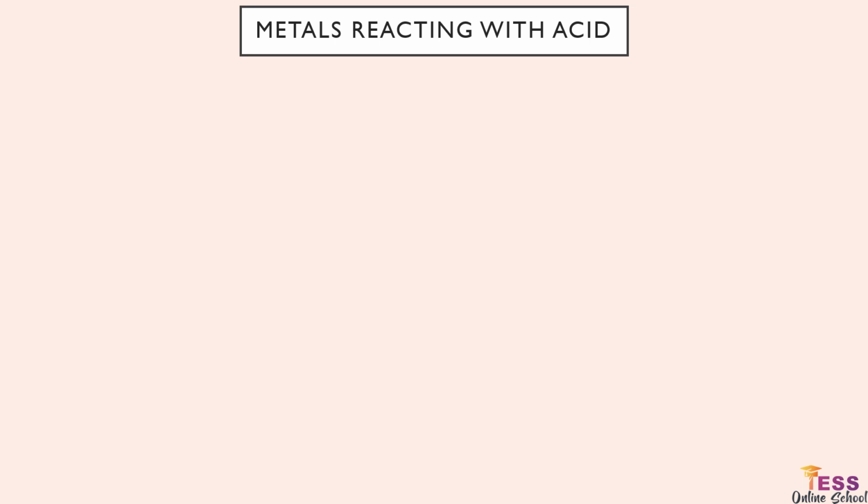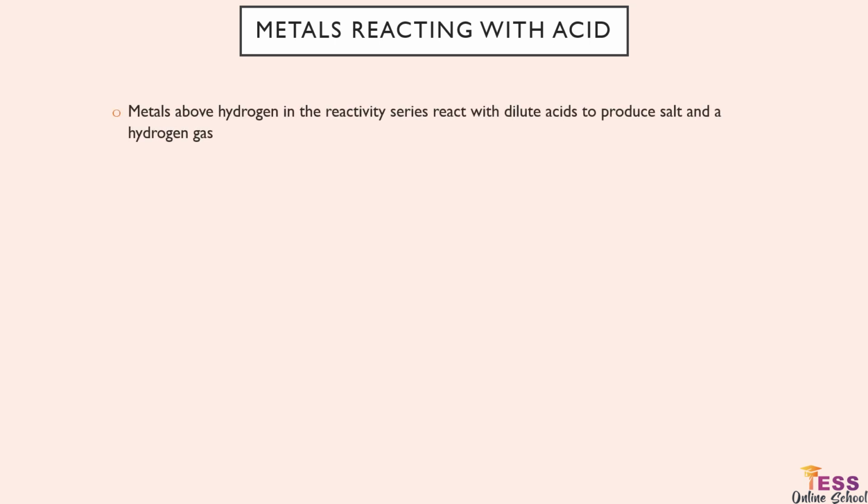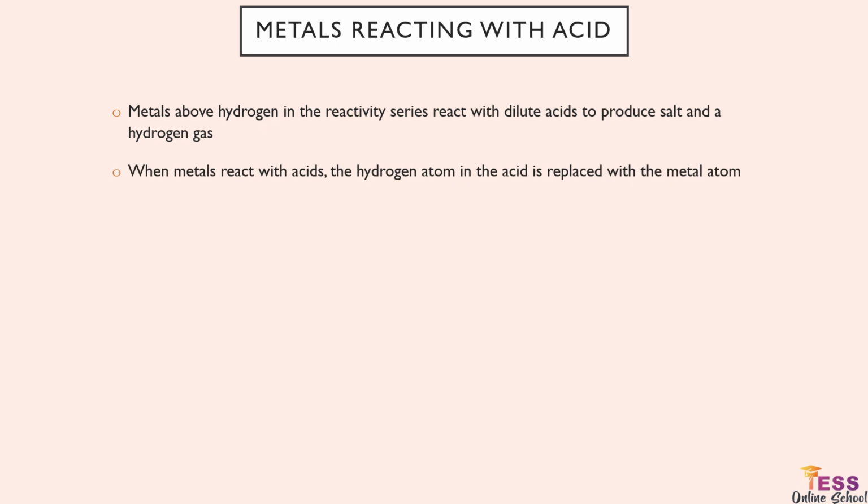First, let's see how metals react with acids. Metals above hydrogen in the reactivity series react with dilute acids to produce salts and hydrogen gas. When metals react with acids, the hydrogen atom in the acid is replaced with a metal atom. The more reactive the metal is, the more vigorous the reaction will be.